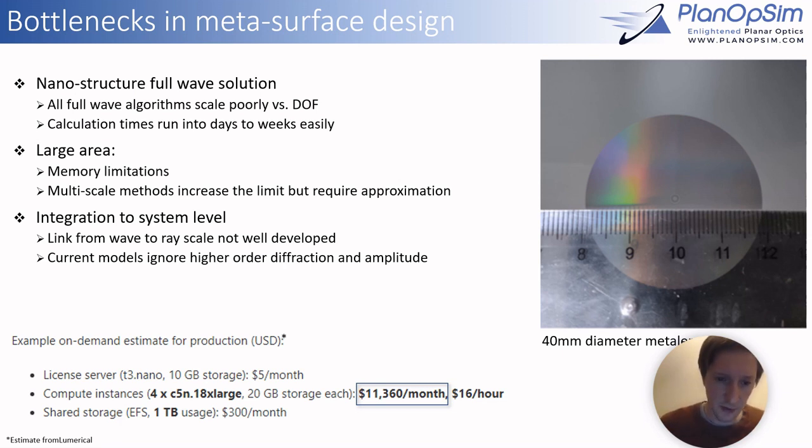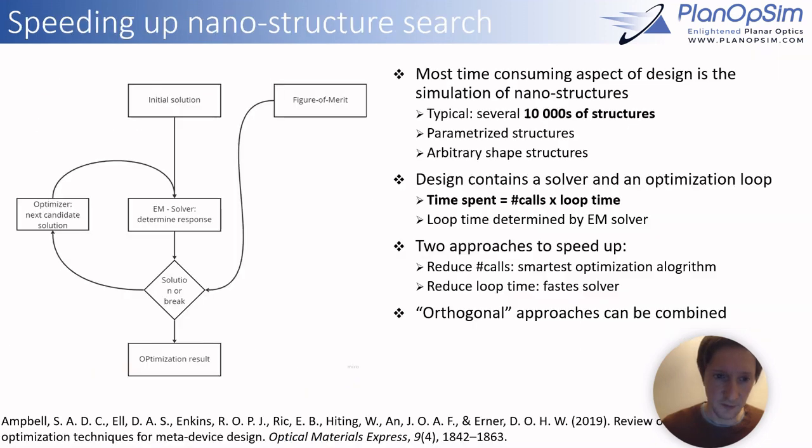The models that do exist ignore higher order diffraction and often also the amplitude and discretization effects of the meta-atoms themselves. To show that this is a real problem, if we look at an estimate that I got from the Lumerical website, they calculate there that for a large-scale project, calculation costs can run up to $11,000 per month. So there is a real need to speed up the calculation process if we want to make practical sized metasurfaces.